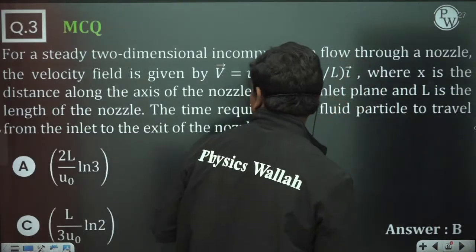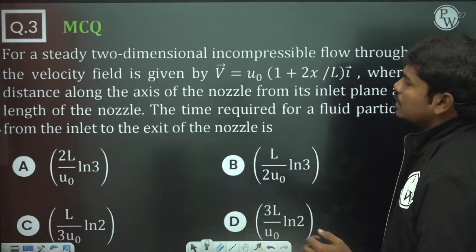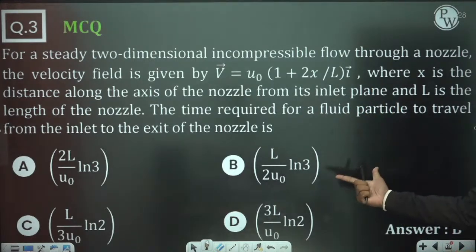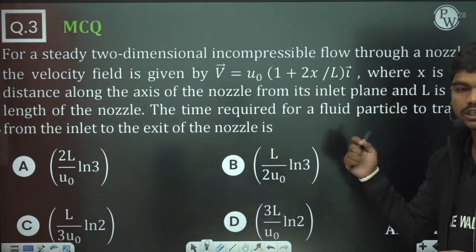So this is the next question. See here, for a steady two-dimensional incompressible flow through a nozzle, the velocity field is given by V bar is equal to U naught times (1 plus 2x by L) times i bar, where x is the distance along the axis of the nozzle from the inlet plane and L is the length of the nozzle. The time required for a fluid particle to travel from inlet to exit of the nozzle is to be found.